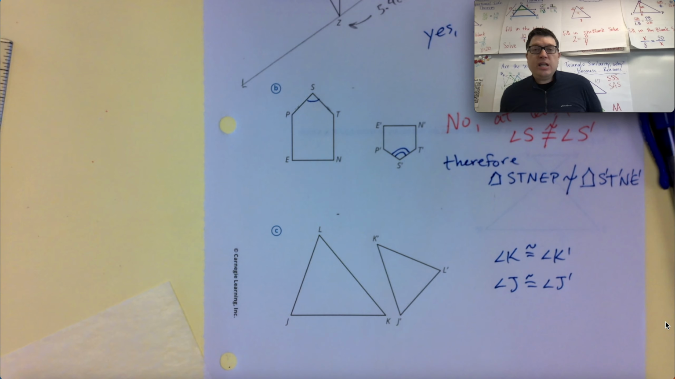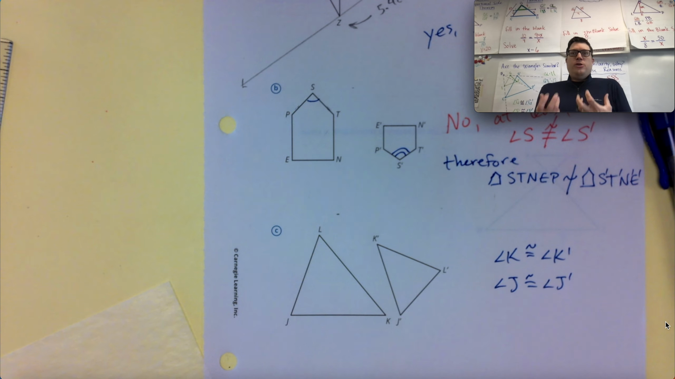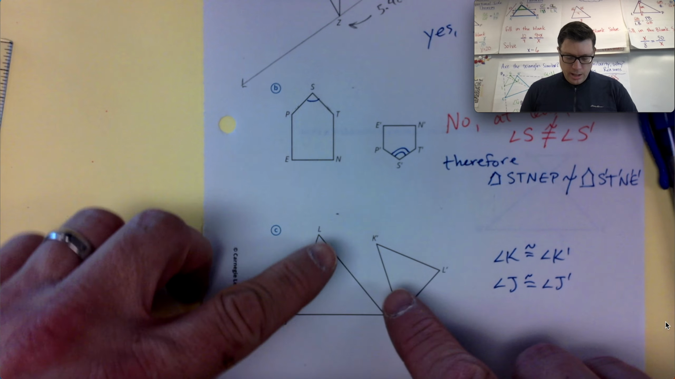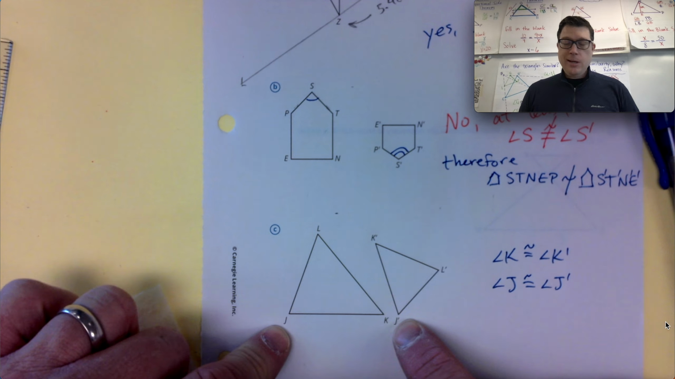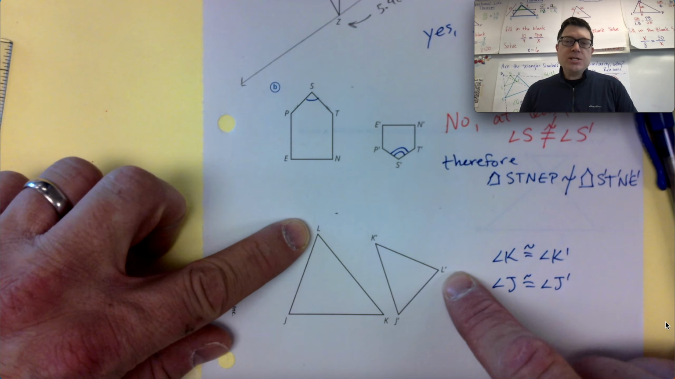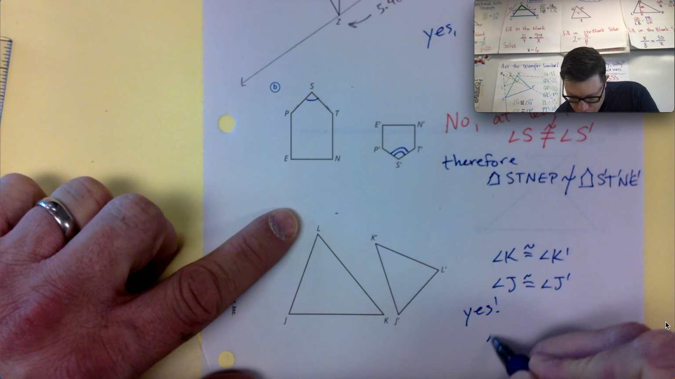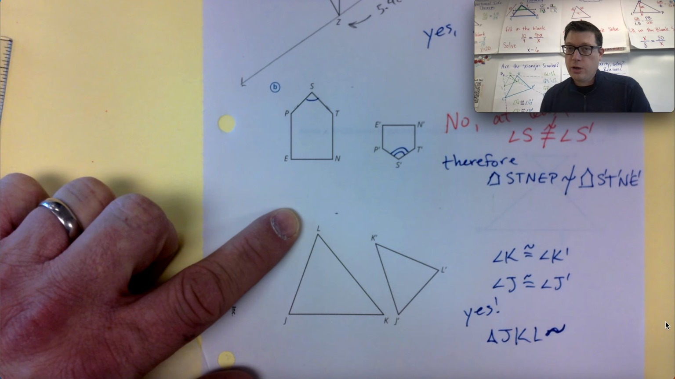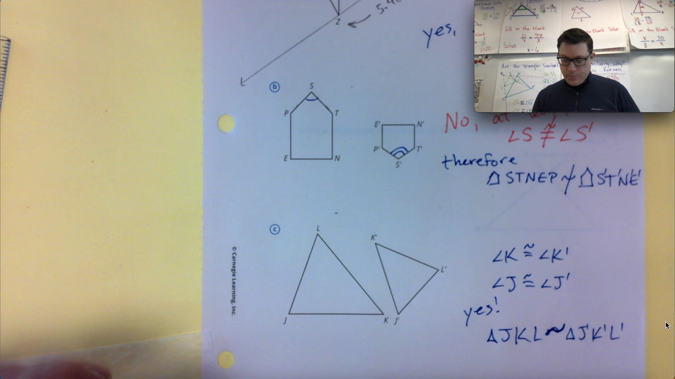And honestly, we don't even need to check L. It's a triangle. With a triangle, by the fact that all the angles in a triangle add up to 180 degrees, if these two angles match, K to K prime, and J to J prime, then because of what's left and the fact that they have to add to 180, L to L prime also has to be the same amount. So therefore, yes, triangle JKL is similar. I almost put the congruent sign. It's just a squiggle, a tilde, to triangle J prime, K prime, L prime.